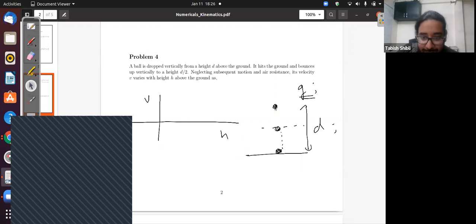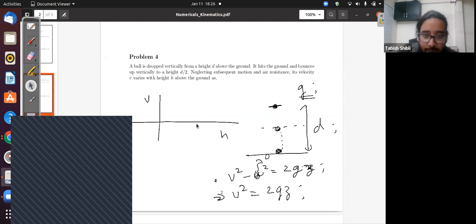Lovely. So we are starting from rest. Whenever it's going down, as soon as it starts going down, v square minus u square should be equal to 2a times the distance. Let's call this distance z. So 2gz. Your initial velocity is 0. So you have v square is equal to 2gz. If you want to plot z with v, how does this look?